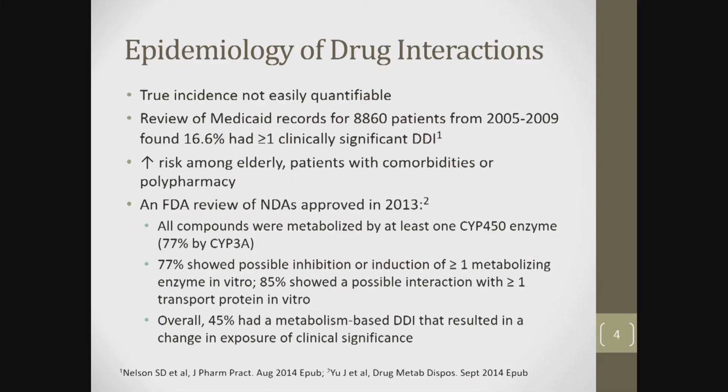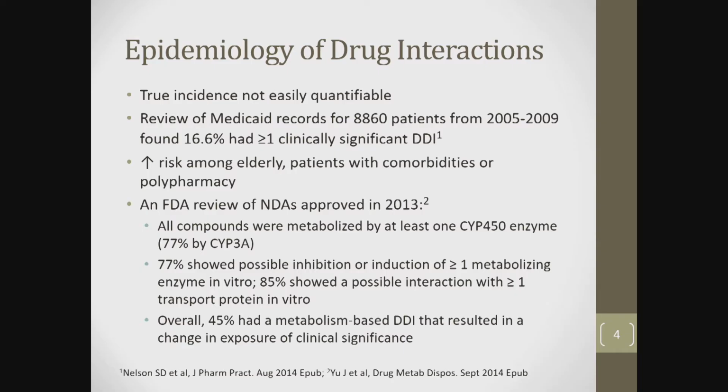So the epidemiology of drug interactions. They're not easy to quantify, particularly the clinical relevance of them. I have a couple references here. The one was a review of Medicaid records between the years of 2005 to 2009, in which it was discovered that nearly 17% of patients were found to have at least one clinically significant drug interaction. The risk, of course, increases in the elderly or patients with comorbidities or patients on multiple medications.